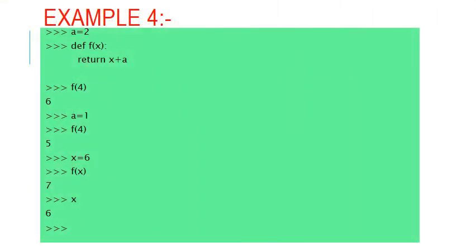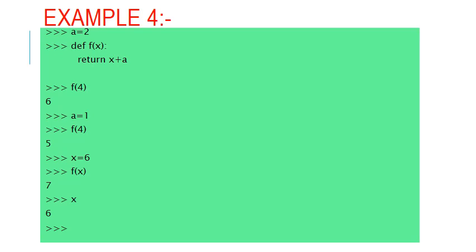And now you see example 4. In the shell mode, a is assigned the value 2. And you are going to define a function f with a formal parameter x, and it's going to return x plus a. After this function definition, in the shell mode itself, I'm calling that function f with a value 4. So x is going to become 4 for this particular calling statement. Your control will go to the function definition, and x will become 4. 4 plus 2 will be evaluated, and 6 will be your output.